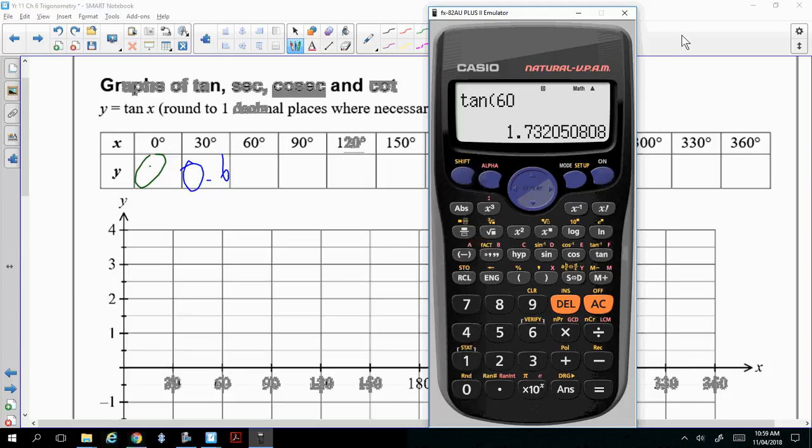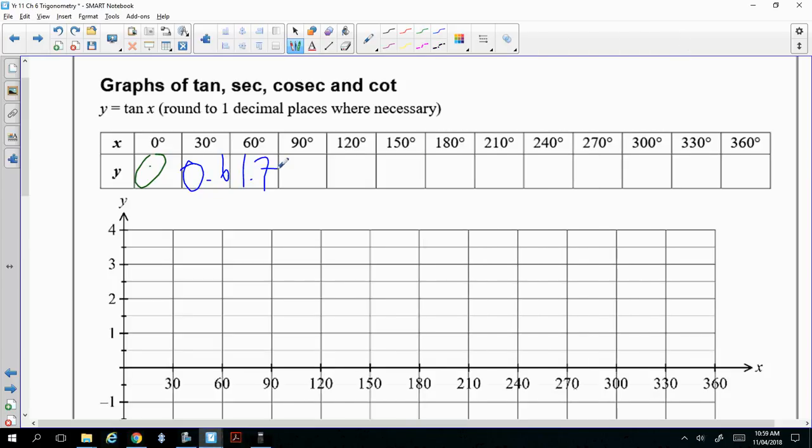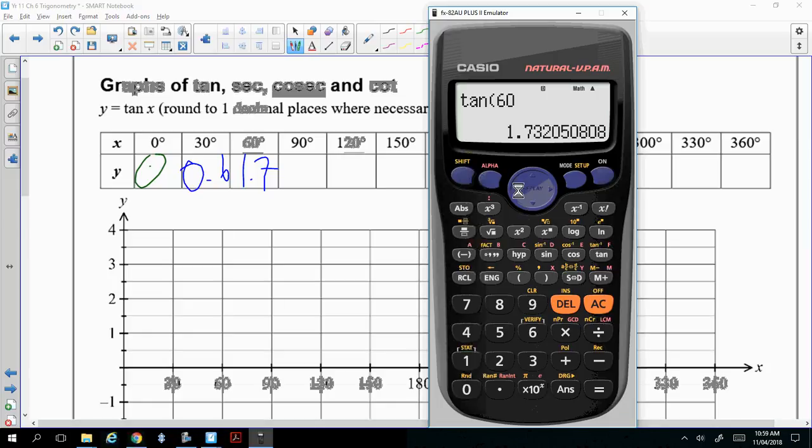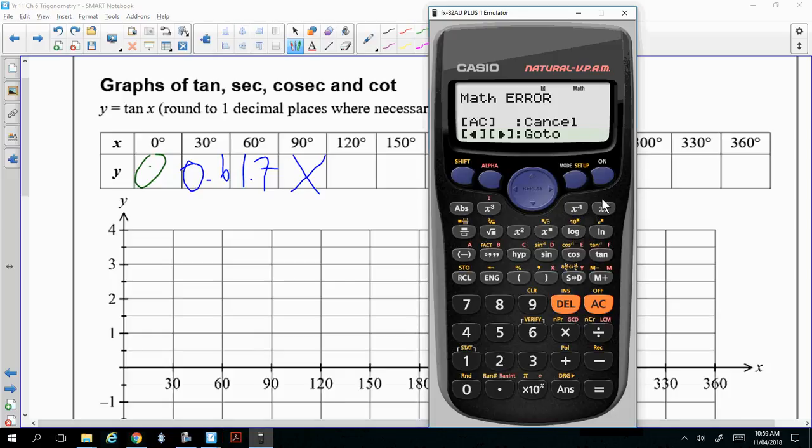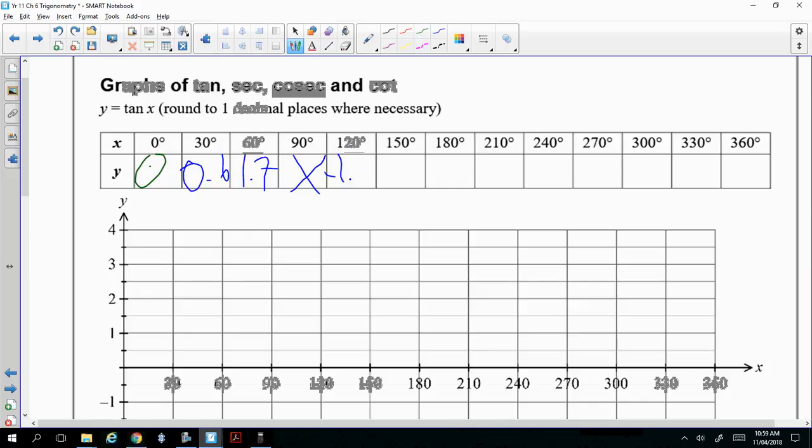90, what do you think 90 will be? 0.6? No, 90. Why is it stuck? Okay, there it is. 90. Error. Remember, boundary angle, you get undefined, because you get 0 in the denominator when you use the calculation. And then do 120, 180. You get negative 1.7. And then keep doing until you get the full graph. And whenever you get error, you get a cross. And we'll see what the cross is in a minute.